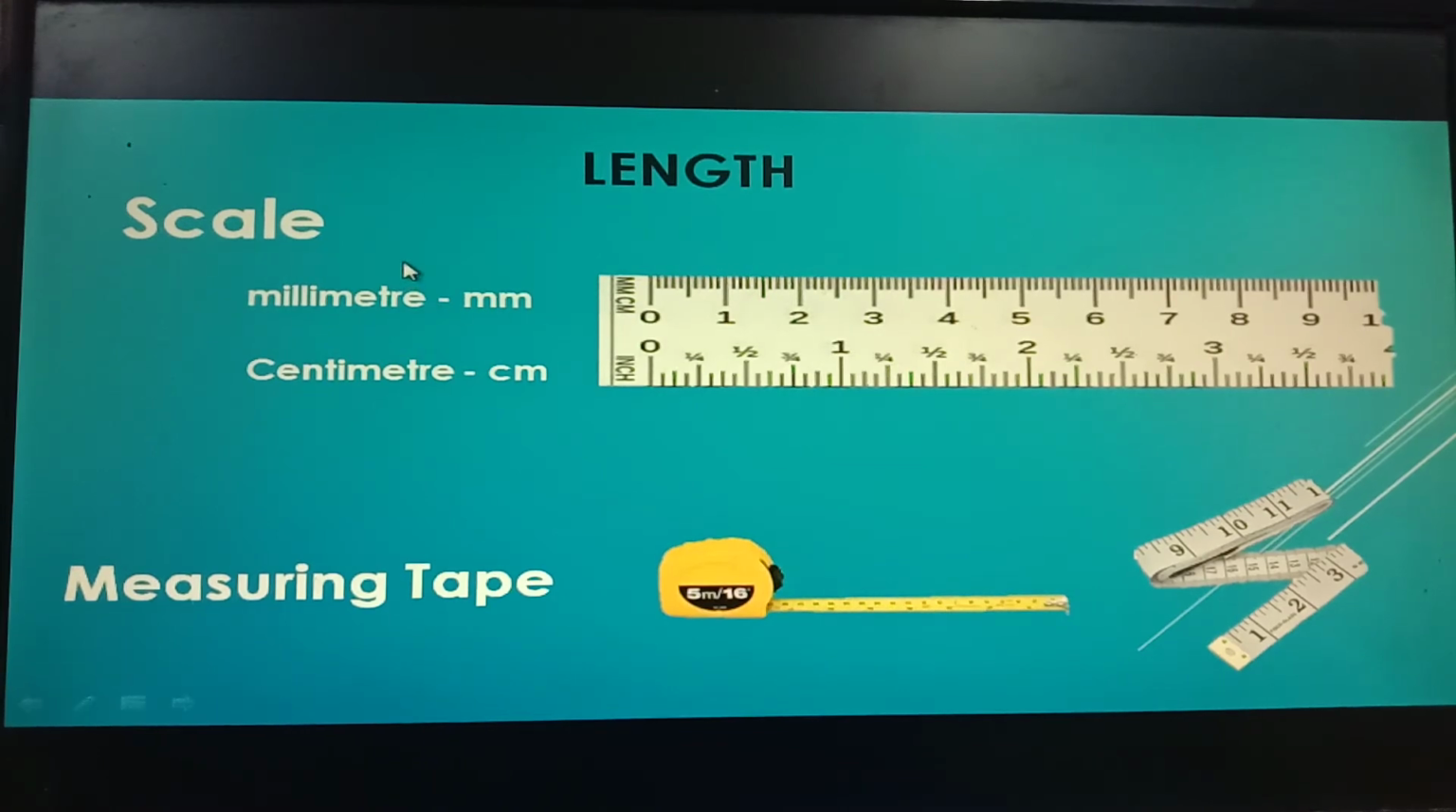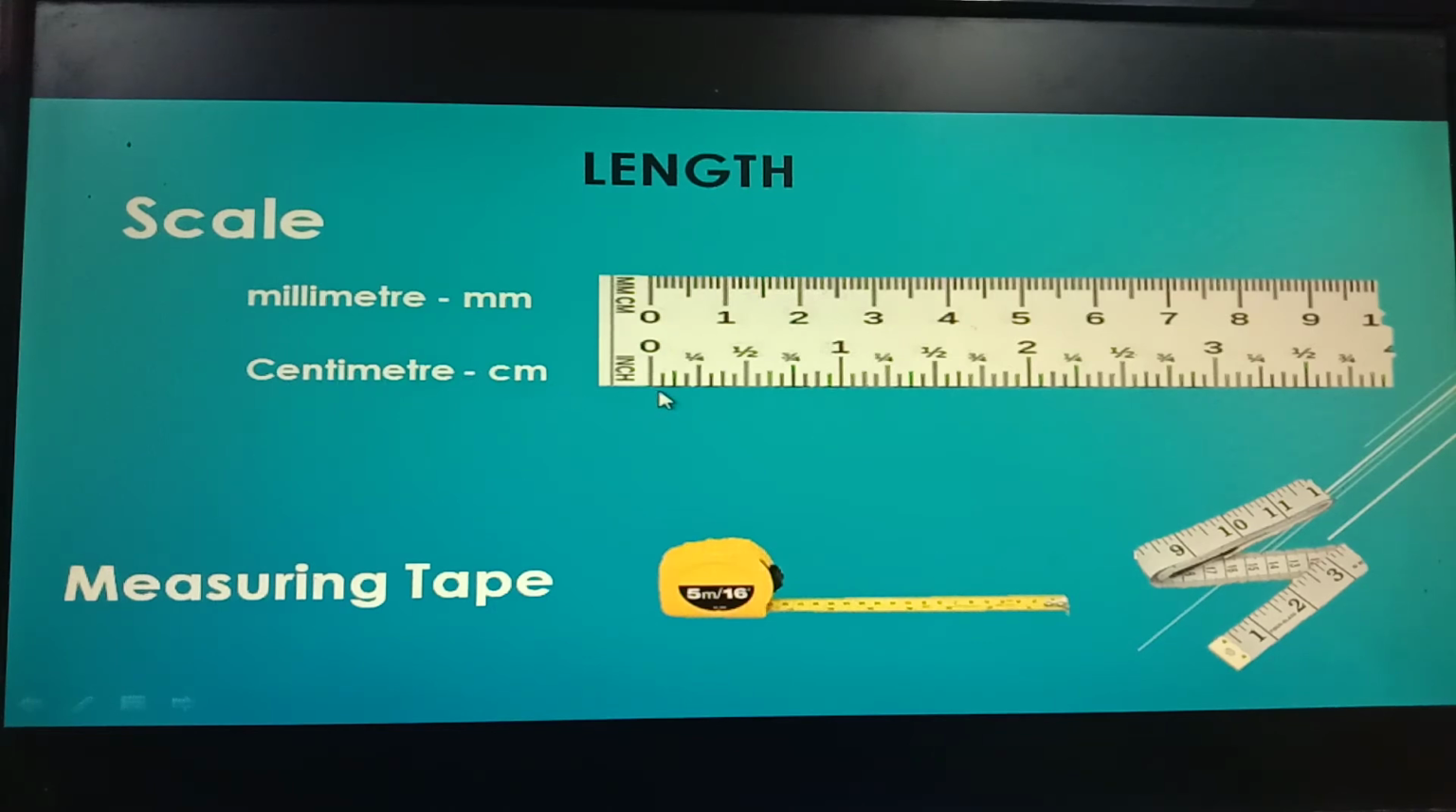Length can be categorized with two: first is scale, second is measuring tape. Now this scale or ruler we are using in our classroom. Here you can see centimeter and here you can see millimeter. Millimeter we can write in short form as mm. Centimeter we can write in short form as cm.